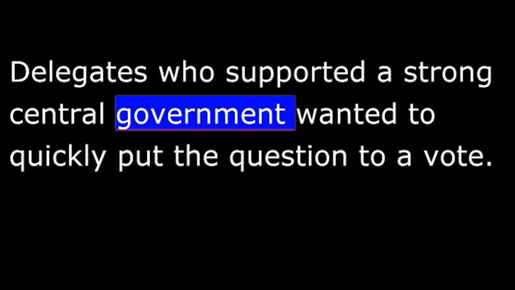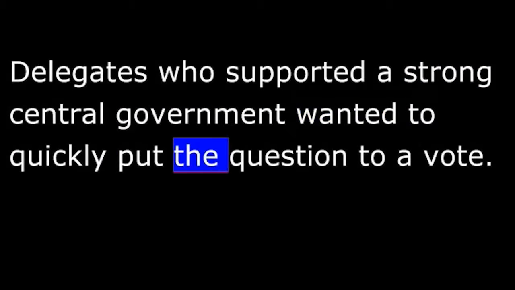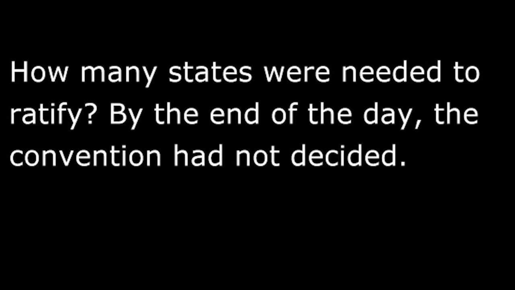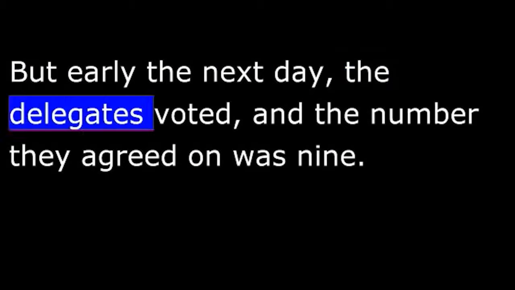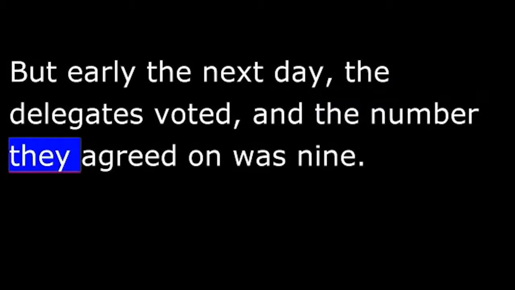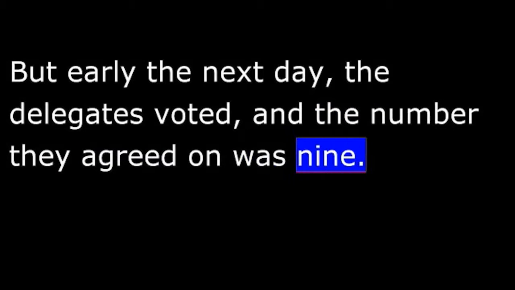Delegates who supported a strong central government wanted to quickly put the question to a vote. How many states were needed to ratify? By the end of the day, the convention had not decided. But early the next day, the delegates voted, and the number they agreed on was 9.